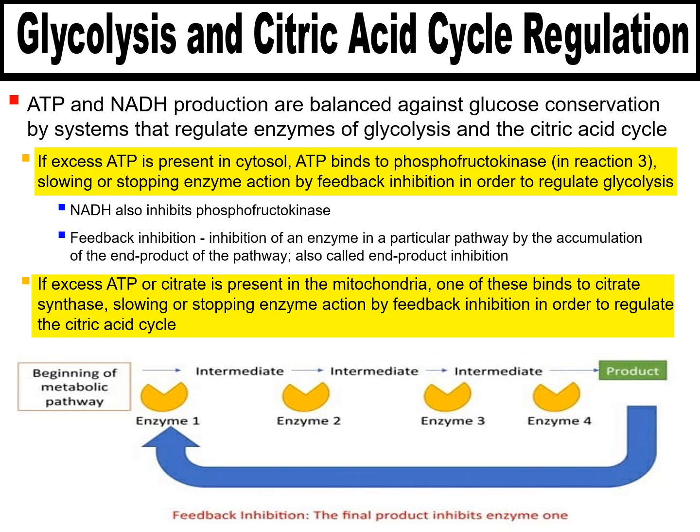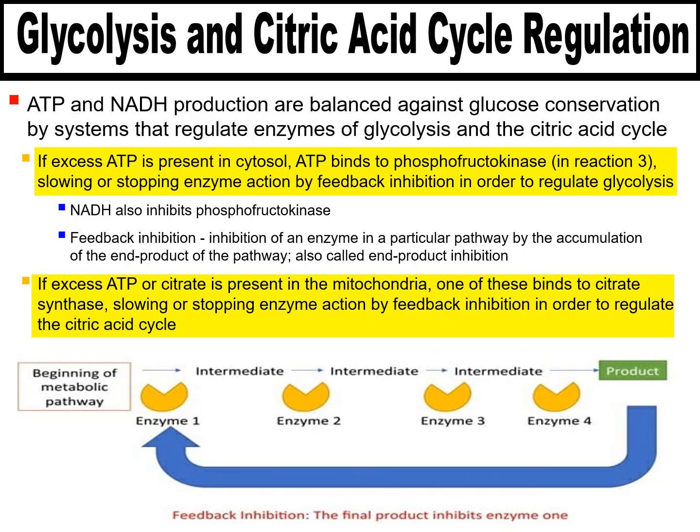Every molecule in the human body must be regulated to maintain homeostasis. Feedback inhibition is used to ensure that glucose levels and ATP levels are sufficient. This slide explains a basic feedback regulation mechanism for both glycolysis and the citric acid cycle.